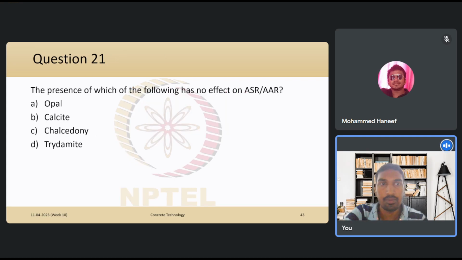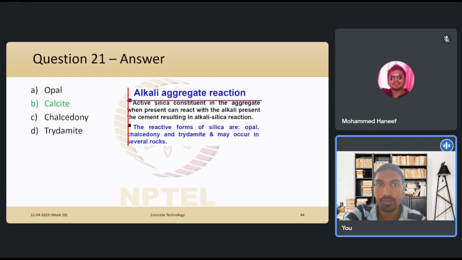We are talking about the alkali silica reaction or the alkali aggregate reaction, and we are asking which of these has no effect. So no effect means it should not participate in this reaction. Right. So for that, what should happen? For this alkali aggregate reaction, we should have some reactive silica content present in the aggregate, right? Which will react with the alkali in our cement, and that will result in the alkali silica reaction happening, right? So these two are important. One is the alkali content, and the other is the reactive silica content, right?